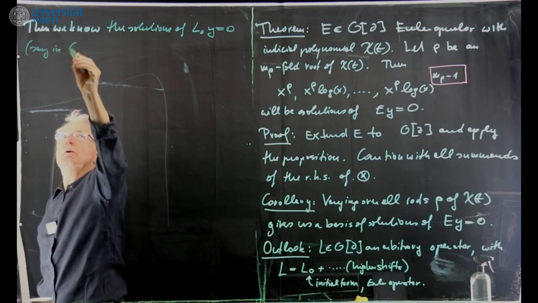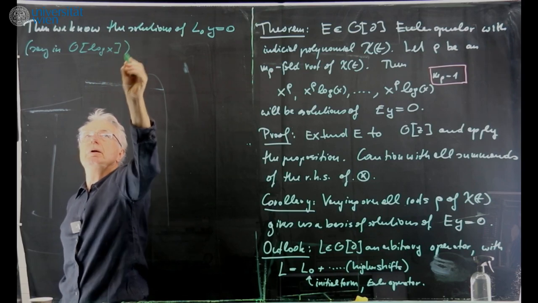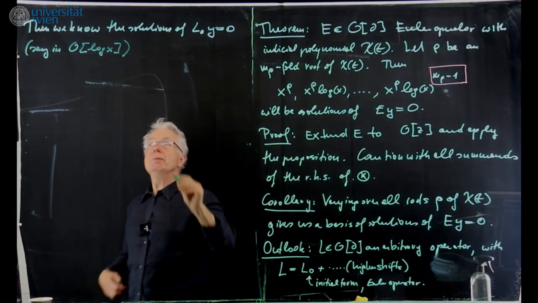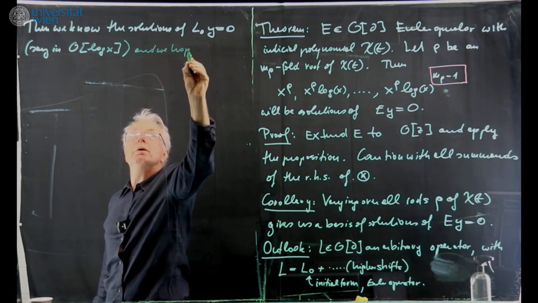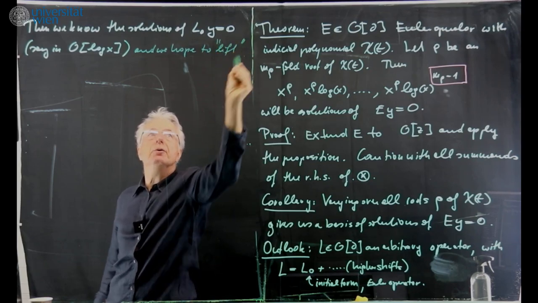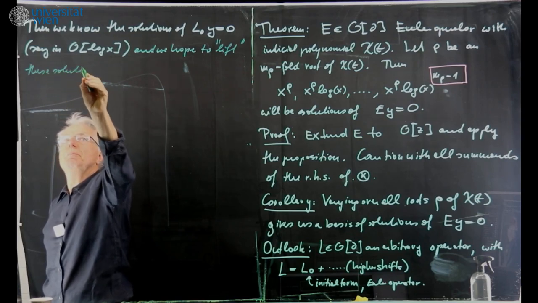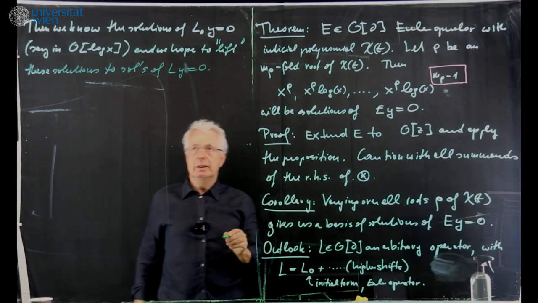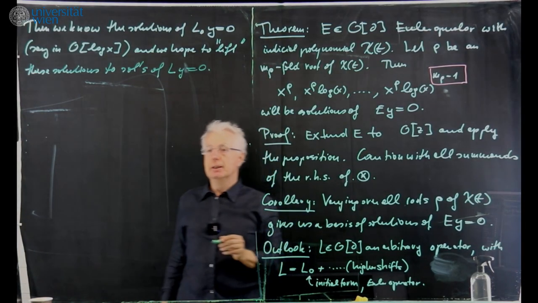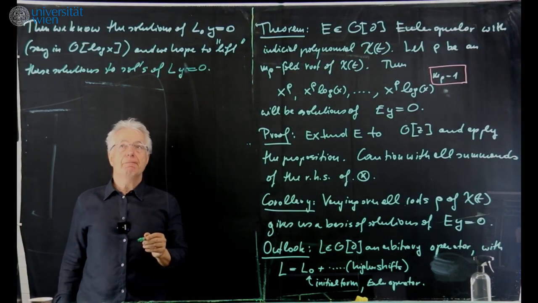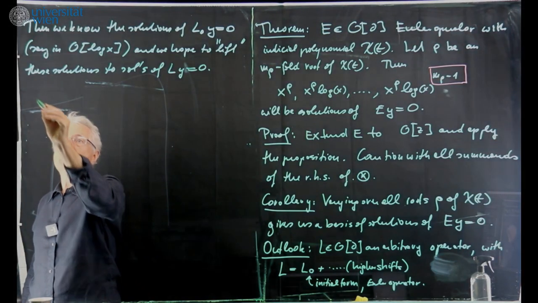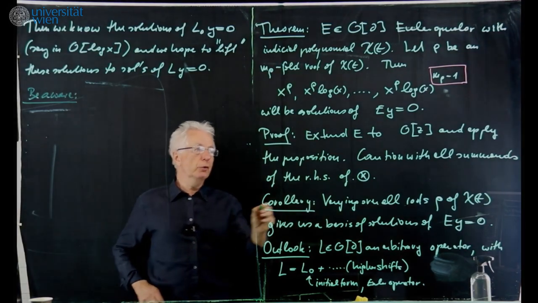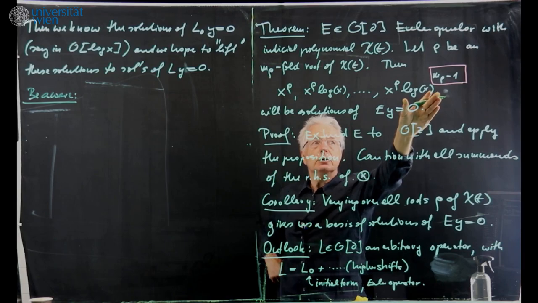say in O, now I write again the logarithm, and we know that just these multiplicities will occur. And the hope is, and we hope to lift, whatever this means, these solutions to solutions of Ly equals 0. But there happens something quite nasty, and I can already tell you, be aware. Now things become more complicated because the powers of the logarithm we have here do not suffice.